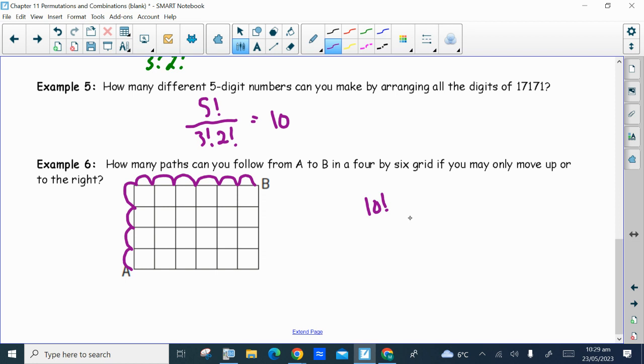However, there is repetition here. And the repetition comes by the fact that there are, and again, remember, you don't start counting until you move, 1, 2, 3, 4 streets that are going in the same direction, west to east. That's why you're not counting that bottom one. If you did go to the right first, then that would eliminate the top street. So there are 4 streets going west to east. So we will divide by 4 factorial.